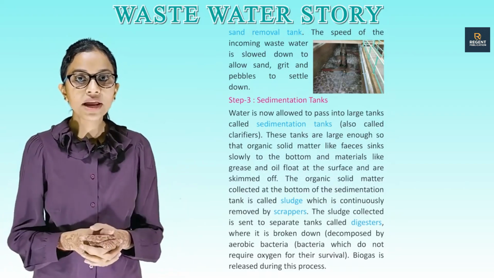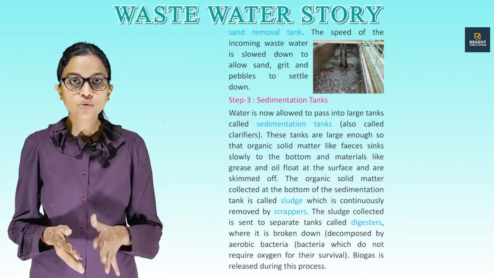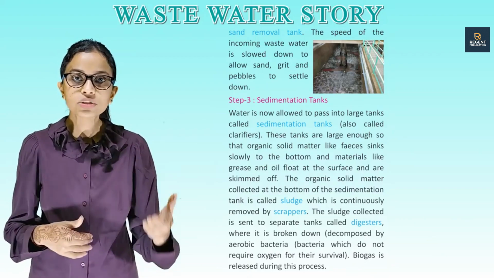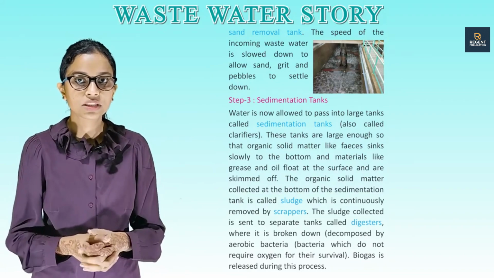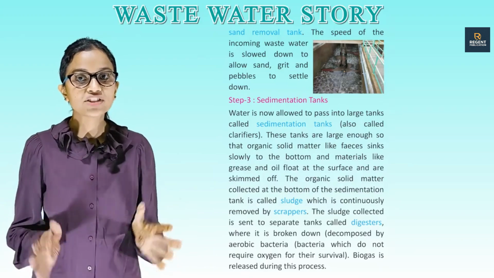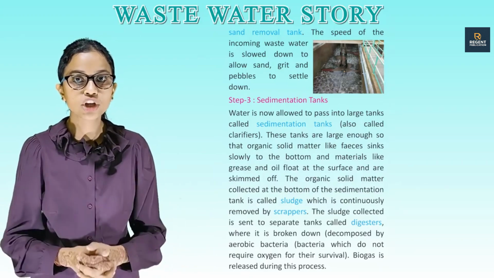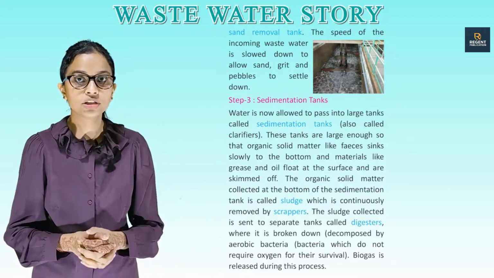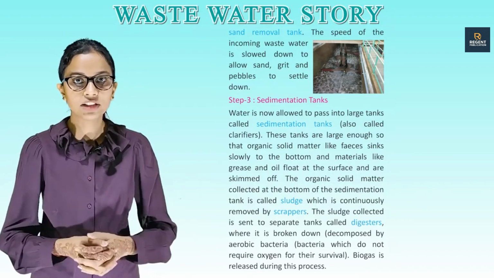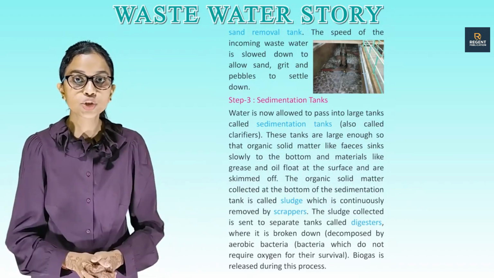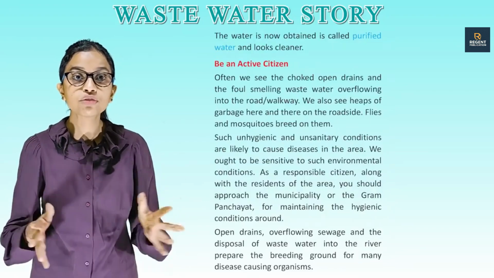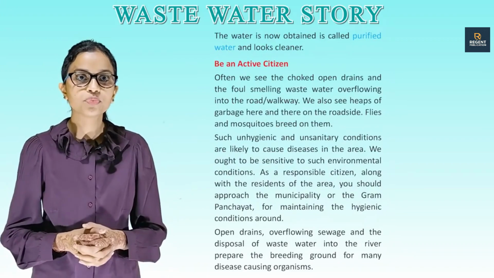The organic solid matter collected at the bottom of the sedimentation tank is called sludge, which is continuously removed by scrapers. The sludge collected is sent to separate tanks called digesters, where it is broken down, decomposed by anaerobic bacteria, bacteria which do not require oxygen for their survival. Biogas is released during this process. The water now obtained is called purified water and looks cleaner.